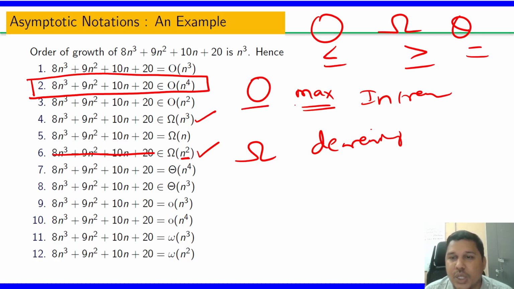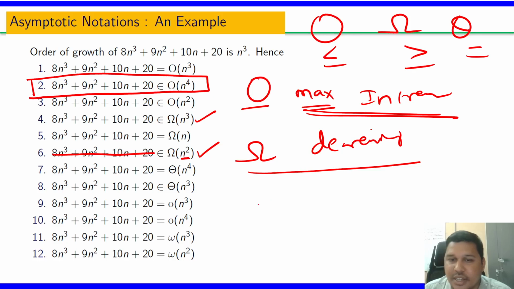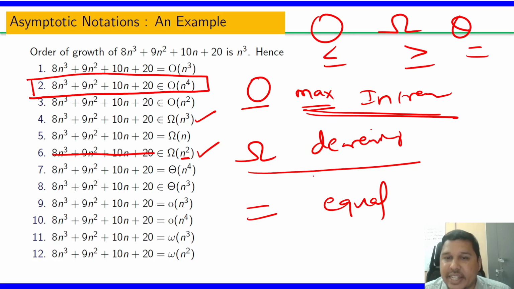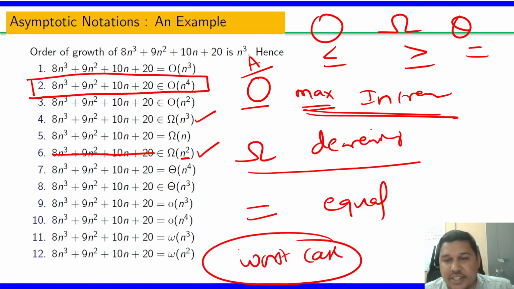So omega is used for the decreasing case. Here we are taking the equal to case. Now the point here is that if you have a particular algorithm A, and you want to represent the worst case time, then you have to go for big O.